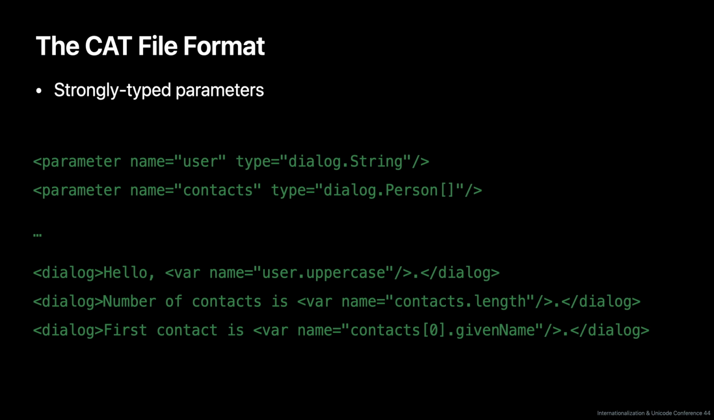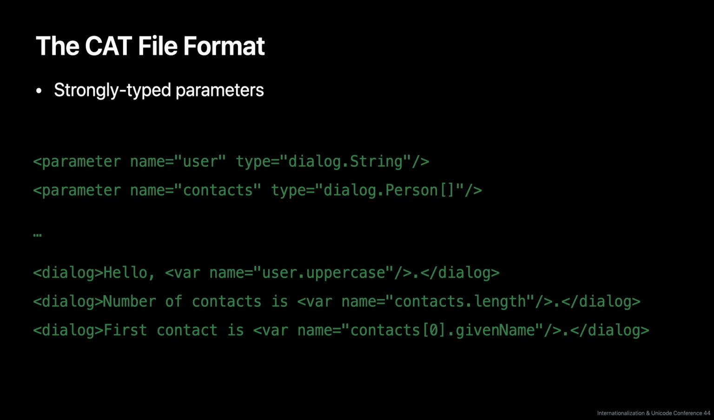And in the cat file, you can use the var XML tag to insert the value of a parameter. You can see in the example here that we can access various built-in functions on these parameters, such as user.uppercase, which returns the uppercase form of the string value. Different types have different built-in functions, so array types have a built-in length property to return the number of elements in the array. And then you can do more complicated things like dereferencing specific array elements and referring to properties in a compound object, like the given name property of the person type.